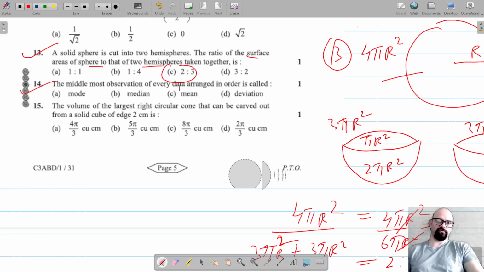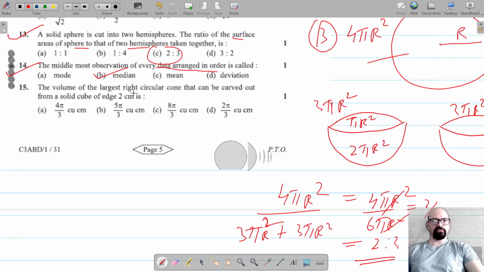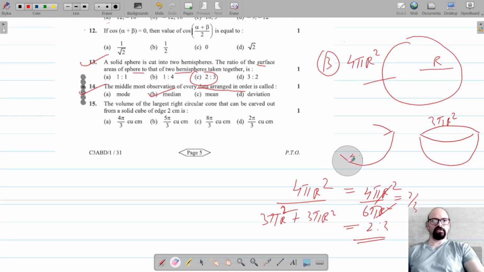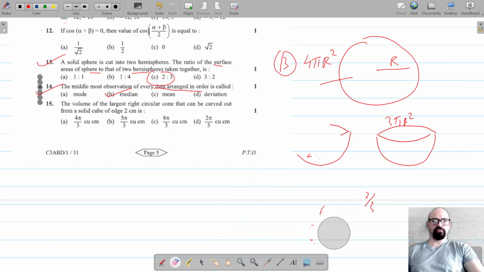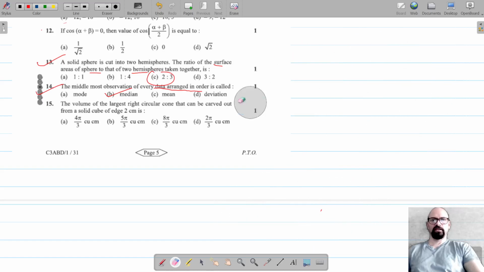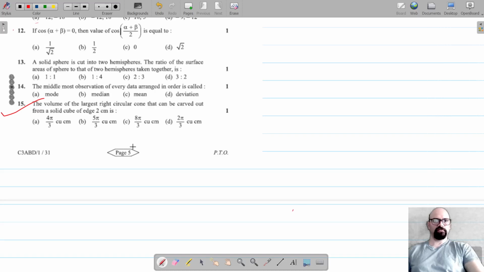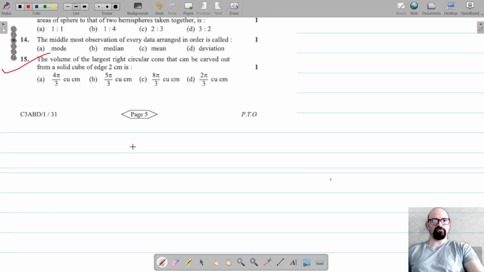The middlemost observation of every data arrayed in order is called median. Now we are on to question number 15. We have to find the volume of the largest right circular cone that can be carved out from a solid cube of edge 2 centimeters. So let's say this is a solid cube of edge 2 centimeters.